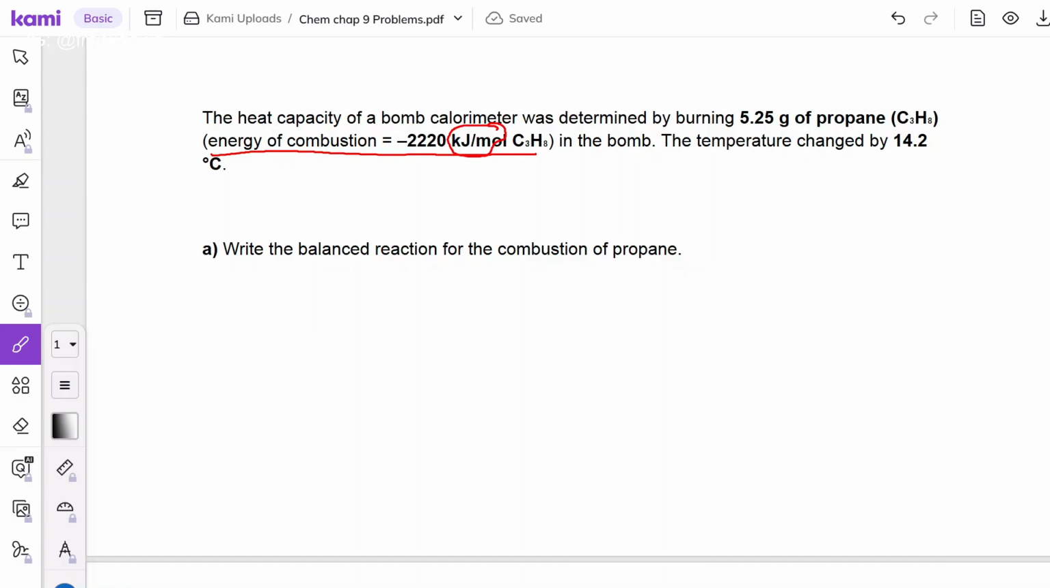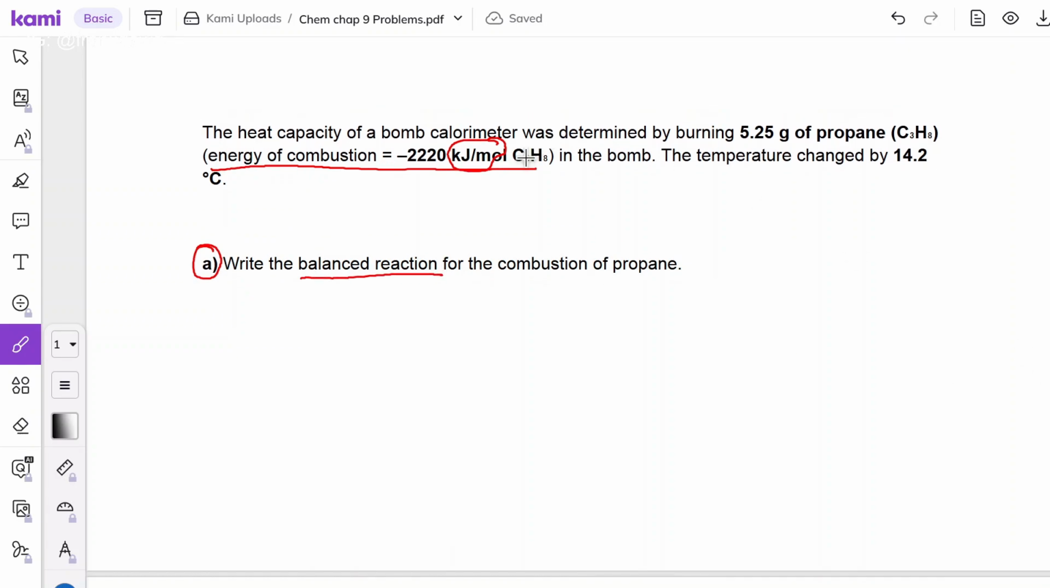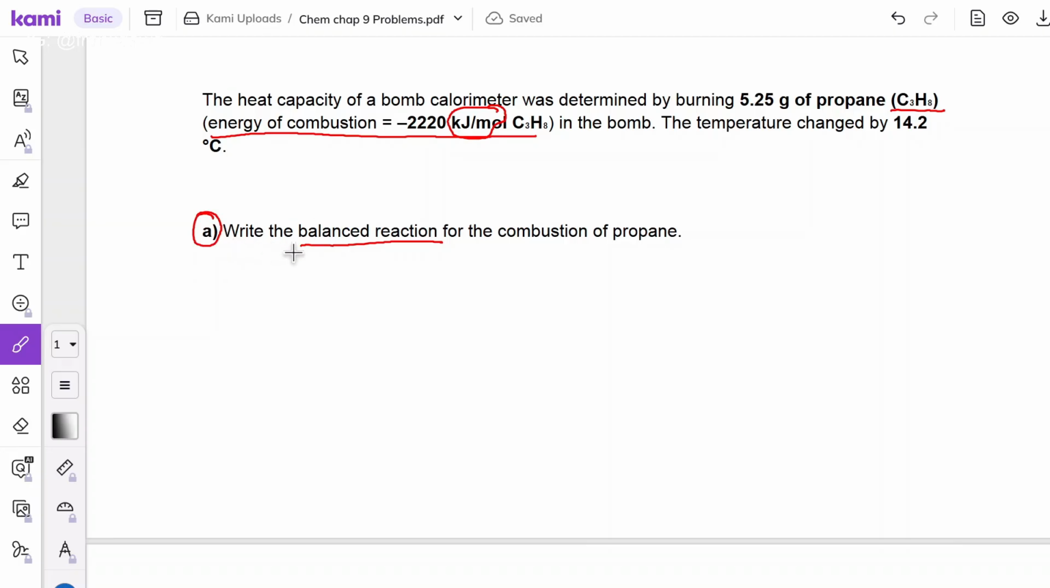Okay, so first we can start with the first part of this question, A, which is just asking for the balanced reaction. So it's just asking for the equation for burning propane. And one thing to know when a question asks something like this is that the thing that is being burned, propane, is always written as 1 mole of propane. So it's just this, C₃H₈. This is always going to be how you start every question that asks you for the reaction for combustion.